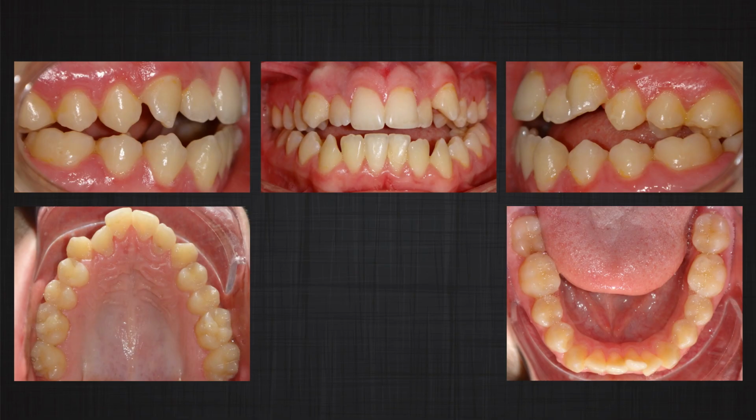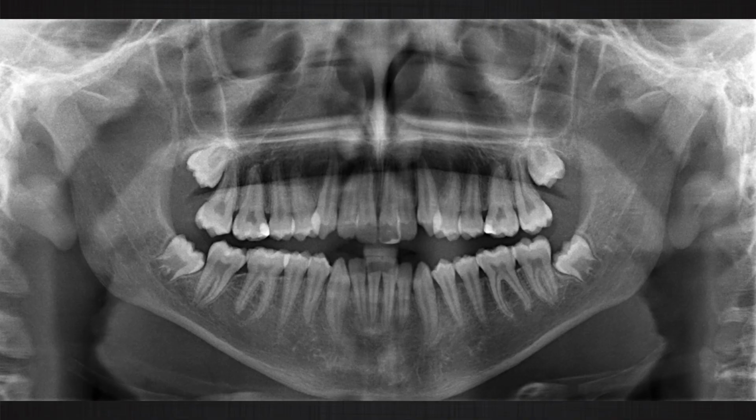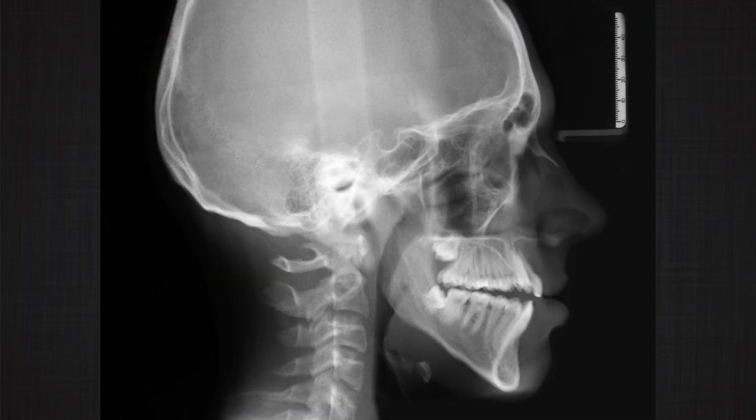Clinically, the patient demonstrated class 3 molar and canine, severe crowding upper and lower, severe open bite, ankyloglossia. In addition, the patient's speech was affected, and that can be expected because the patient had the open bite. When we're looking at the pan, it demonstrates crowding, and the third molar is not erupting in the proper angulation. Cephalometric analysis demonstrated a skeletal class 3 and increased mandibular plane angle.